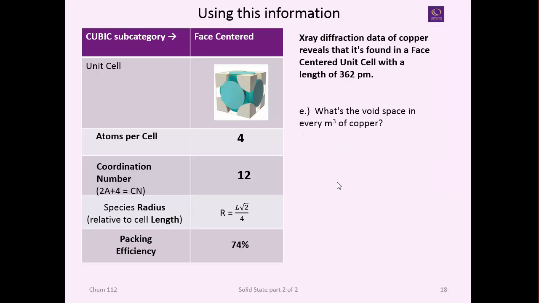Okay, what's the void space in every cubic meter of copper? Well, this is actually not too complicated. If 74% of the unit cell is basically full of atom, then the remainder, 26% of that should be void space. So if you were talking about a cubic meter, you could take 0.26 cubic meters and use that to trap air or to fill it with fluid.